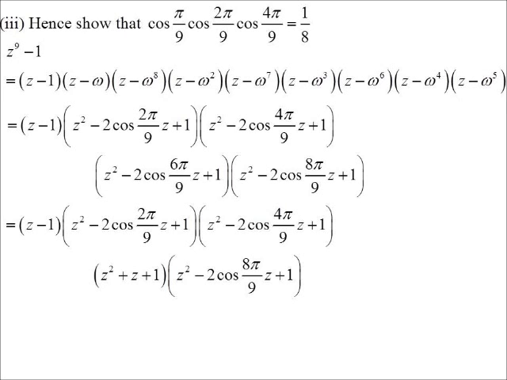So because they're in conjugate pairs, when I expand them out, I know the sum of the roots will be twice the real part. The product of the roots will end up being 1. So each one of these, I've now got minus twice the real part, z plus 1. The next one, minus twice the real part, and that one's 4 pi on 9. Next one, twice the real part, but that's 6 pi on 9. Next one, twice the real part, but that's 8 pi on 9. So there is our equation. z to the power of 9 minus 1 is equal to this.